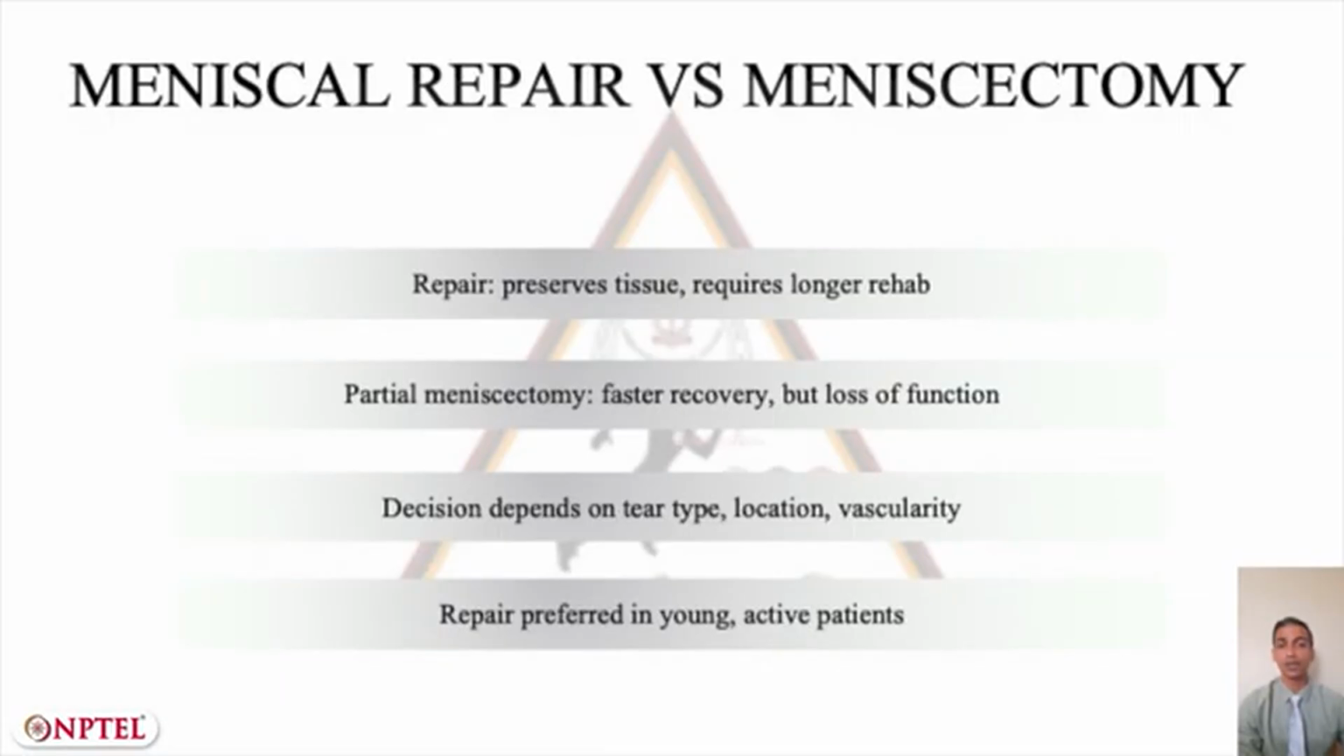Surgical decision depends on patient age, their activity level, the tear pattern seen, the vascular zone of the injury, the chronicity of the tear, the status of the cartilage, and concomitant injuries if present. Hence, there is no specific kind of surgical intervention for a specific kind of tear. The intervention varies on a case-by-case basis.